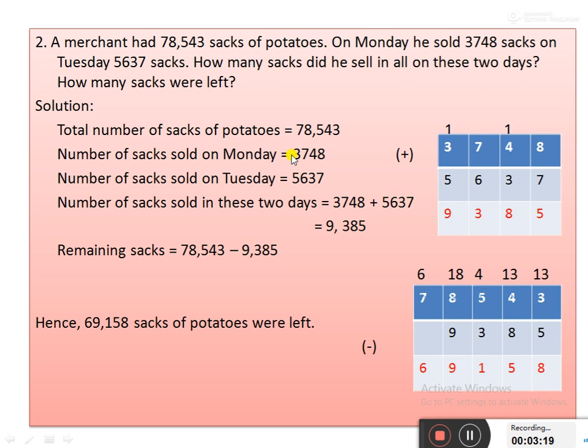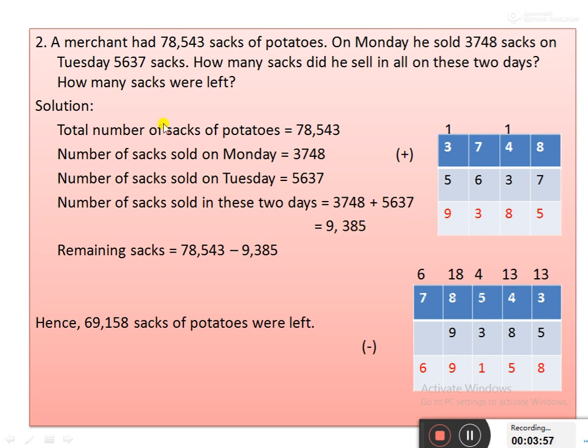So on Monday how many? 3,748. On Tuesday 5,637. So first we have to do the plus. So 8 plus 7 is equal to 15. 5 we have to write here. 1 carry over to the tens place. 1 plus 4 is equal to 5. 5 plus 3 is equal to 8. 7 plus 6 is equal to 13. 3 we have to write in the 100 place. 1 carry over to the thousands place. 1 plus 3 is equal to 4. 4 plus 5 is equal to 9. So these 2 days how many sacks he sold?